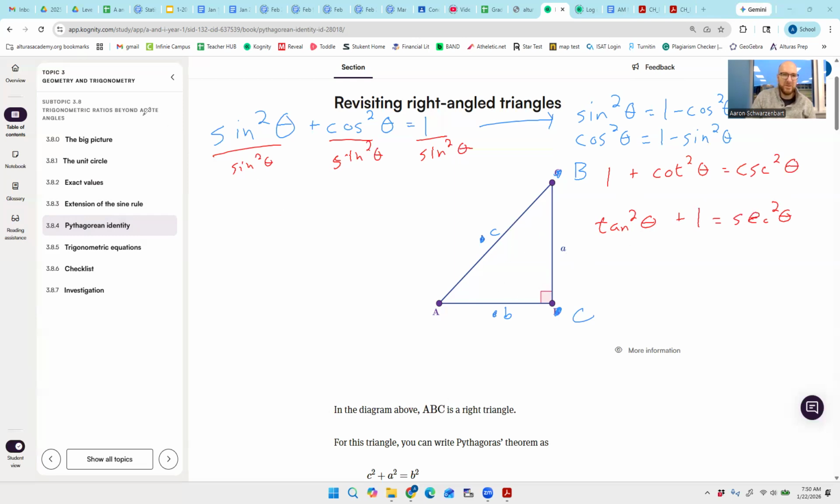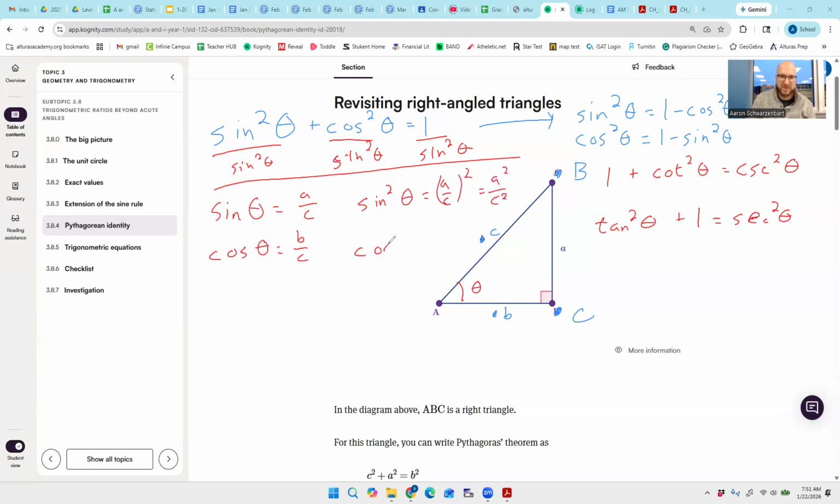So I'm going to prove this from the Pythagorean theorem. Let's call theta this angle here, angle A. That means sine of theta equals A over C. Cosine of theta equals B over C. So that means sine squared theta, which means I'm just squaring my sine, A over C squared, or A squared over C squared. And cosine squared equals B squared over C squared.